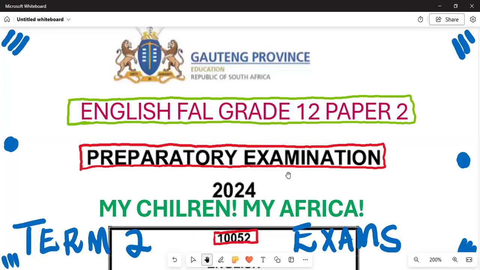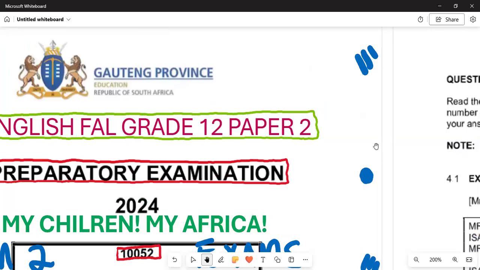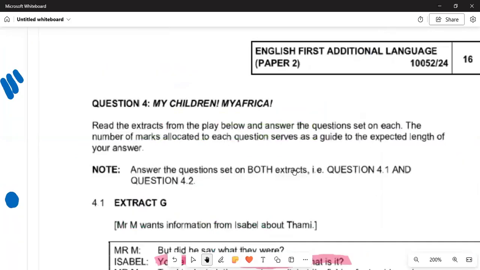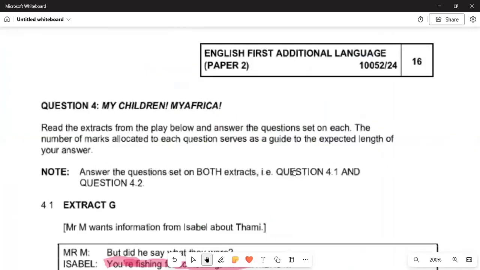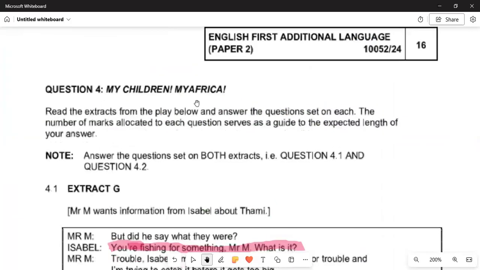As you can see, this paper was written in Gauteng province. Allow me to move directly to where we would want to interpret our novel. In this case, we have Question 4, My Children! My Africa! We are given an instruction, and it says: read the extracts from each play below and answer the questions set on each paper.